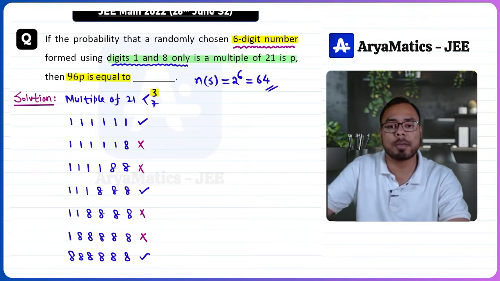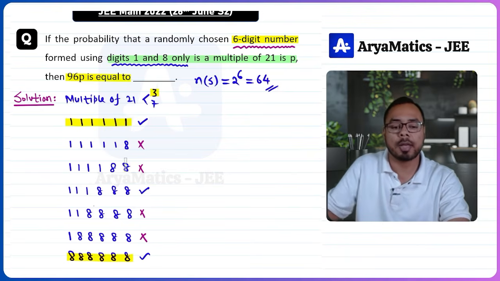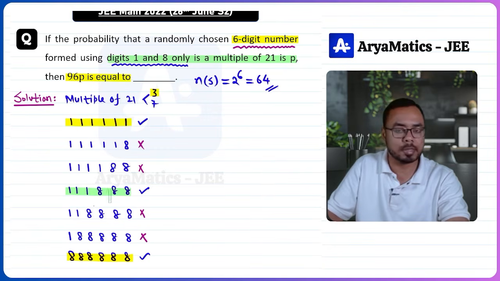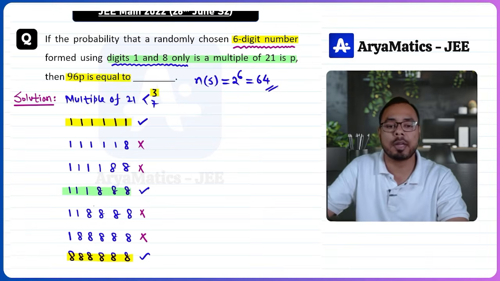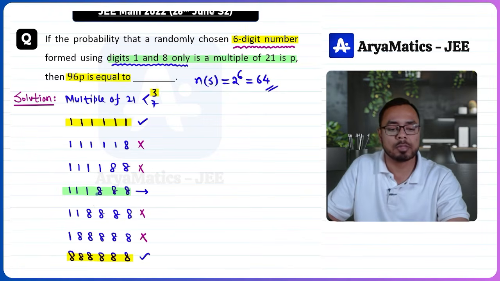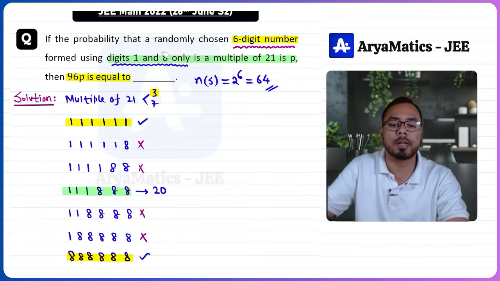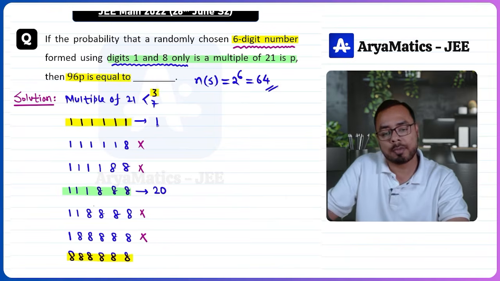Now, in the first case, you can make only one number, right? If I use all the digits as 1, and in the last case also, you can make only one number. And in this case, you have 6 digits, 3 of them identical, remaining 3 identical. So in this case, you can create 6 factorial by 3 factorial, and another 3 factorial. So that will be 6C3, which is 20. So in this case, you can create 20 numbers. And in the first and last case, you can create only one number. Remember, we are talking about only those numbers which are multiples of 3.